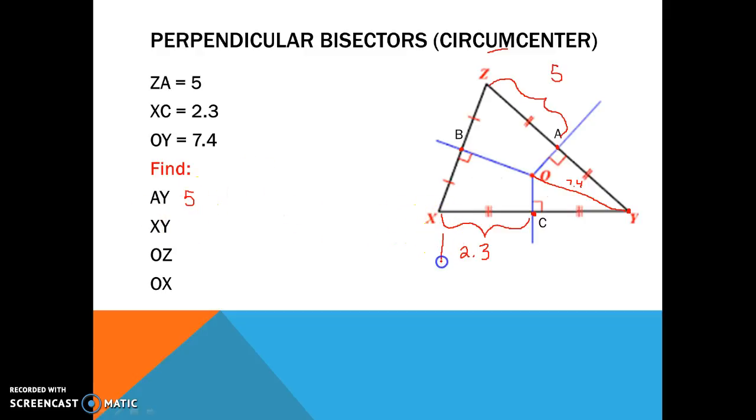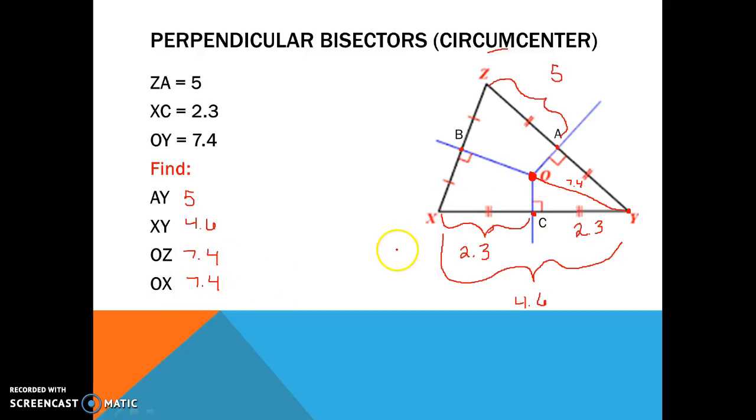We're asked to find XY. Again, remember that XY is bisected. So if one half is 2.3, the other half is 2.3, which means the entire distance is 4.6. Now, if you recall from the circumcenter theorem, when these perpendicular bisectors come together, this point O is the same distance to each of the angles here. So O to Y, which is 7.4, is the same as O to Z. So OZ is 7.4, and it's also the same distance from O to X, that other angle. So OX is 7.4 as well.